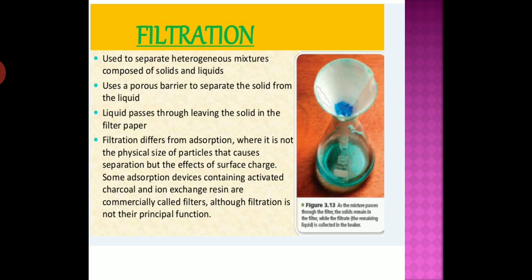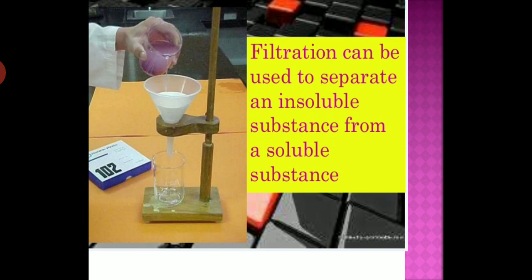Understand? So the liquid is allowed to pass through a filter paper, and a circular filter paper is folded into a semicircle. You can see this process. Filtration can be used to separate an insoluble substance from a soluble substance.